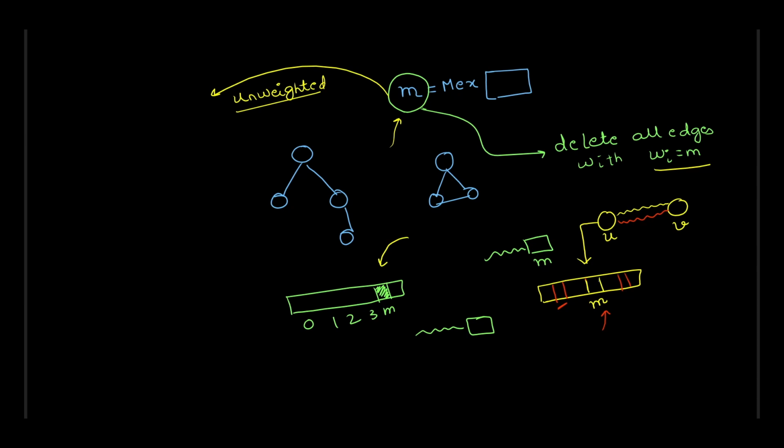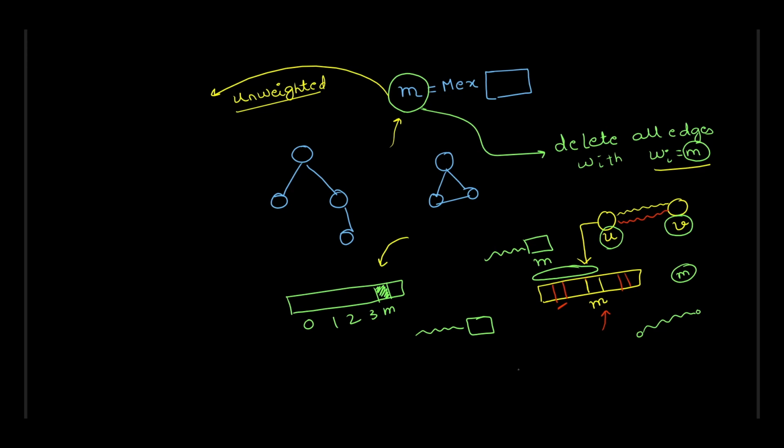But you can see that even though you cannot claim that the MEX will be equal to m if u and v are connected in this reduced version after deleting all the edges with weight m, you can still conclude that the MEX has to be something on the left hand side of m. It should either be m or something smaller than m, because it cannot be greater than m, because you have just found a path that misses m.